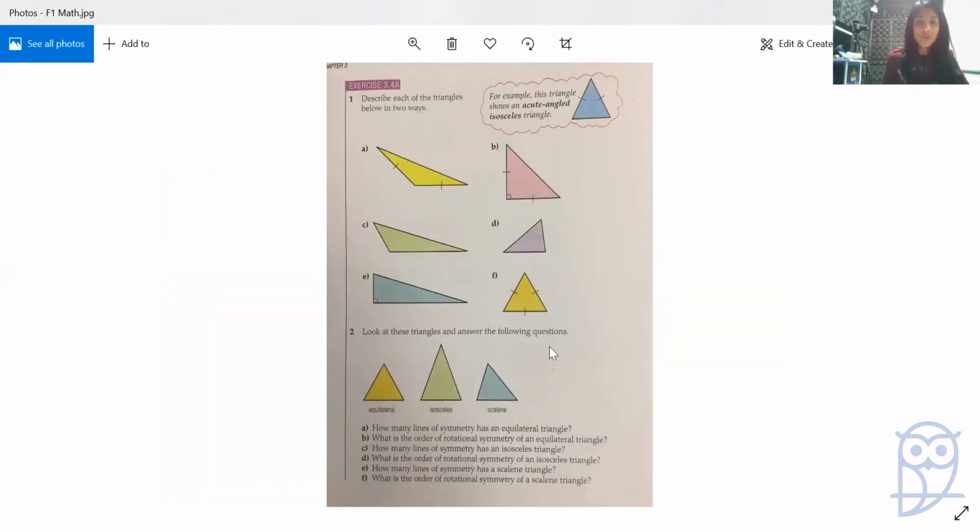Okay, I'm going to take you down to the bottom of this page, and it says, look at these triangles and answer these questions. A says, how many lines of symmetry has an equilateral triangle? Let's look at this equilateral triangle. It has three lines of symmetry. What is the order of rotational symmetry of an equilateral triangle? It is 3.